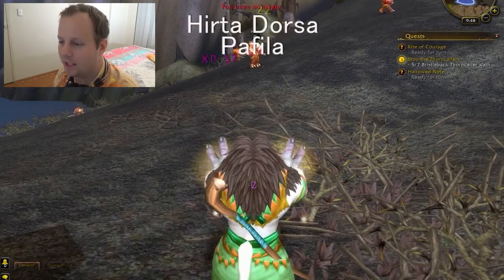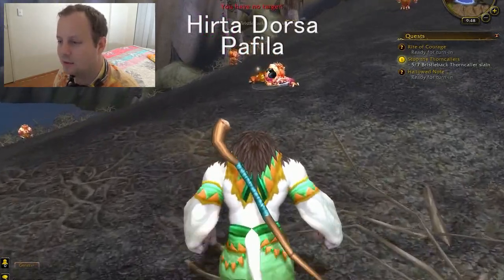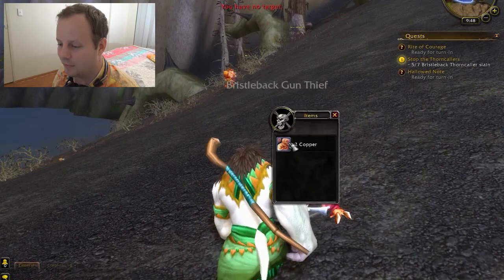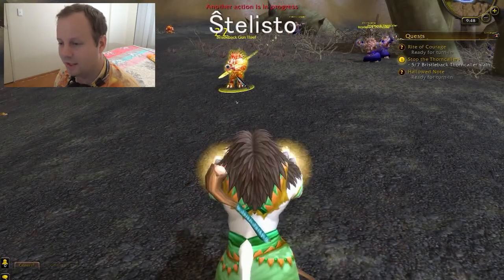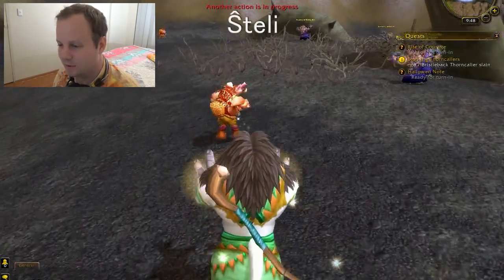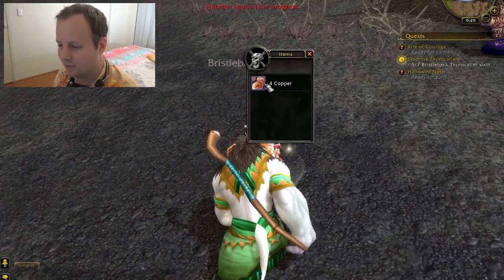So now we have hirita dorsa pafila, and then we have thief. So thief is stelisto, okay? So you have steal, which is steli. Okay, let me just pick this up.